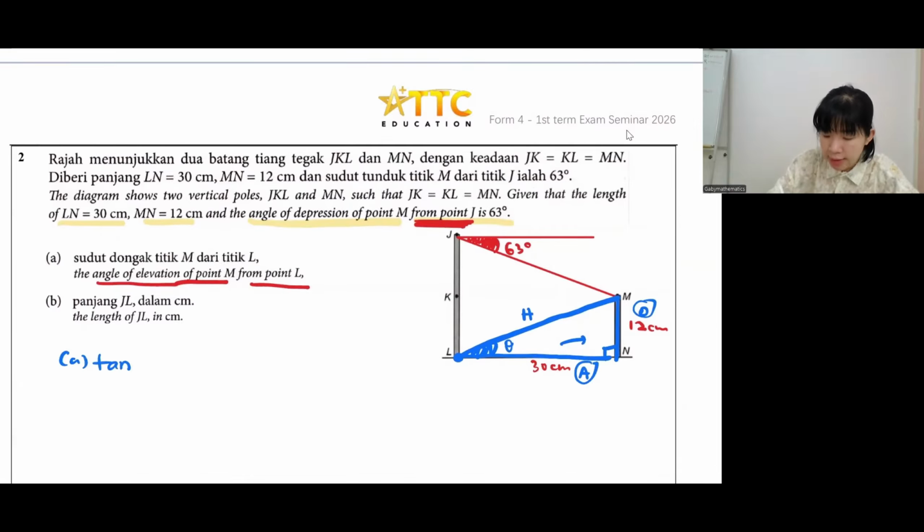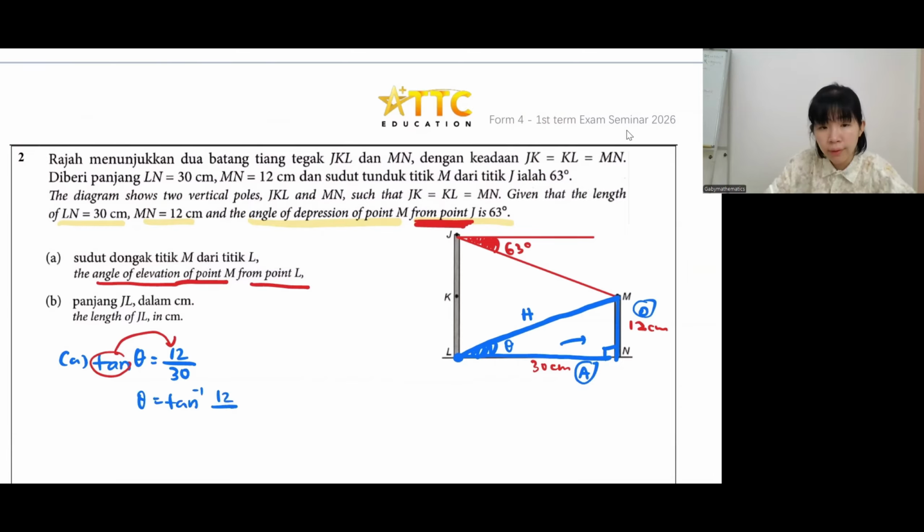So question A. OA, so tangent. Tangent theta equals O is 12, A is 30. Okay, now I want the angle, meaning we are moving tangent over. Move tangent to the other side, then it becomes tangent to the power of -1. Then 12 over 30.